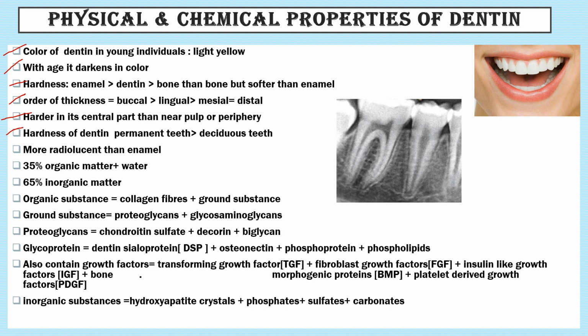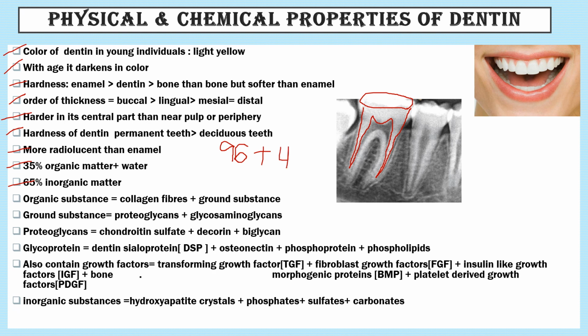Okay, then it is more radiolucent than enamel, meaning it appears darker in color. As you can see here, this opaque or dark white portion is enamel, and this portion is dentin. So it is more radiolucent than the enamel. Why? Because it has less inorganic content compared to the enamel. As we know, enamel has 96% inorganic portion, which renders it radiopacity. But dentin has 65% inorganic portion and 35% organic matter plus water. And enamel has 96% inorganic plus 4% organic with water.